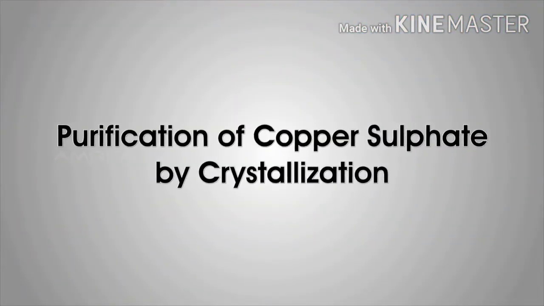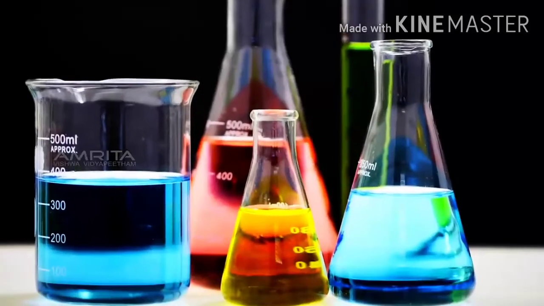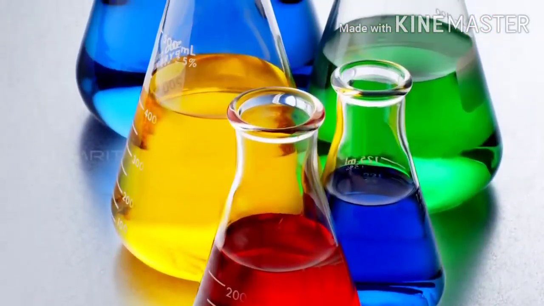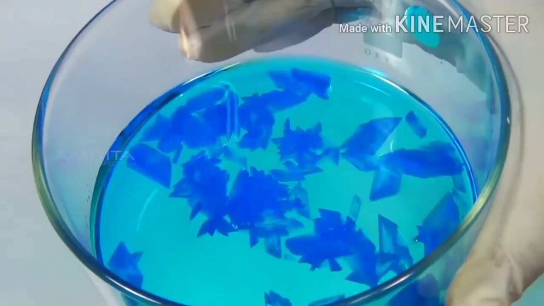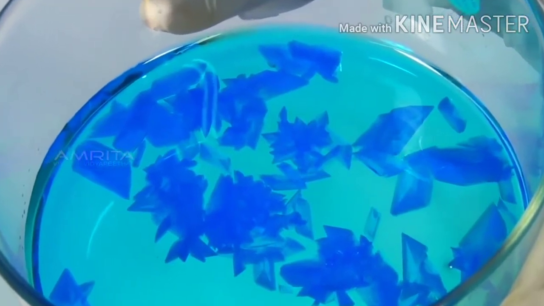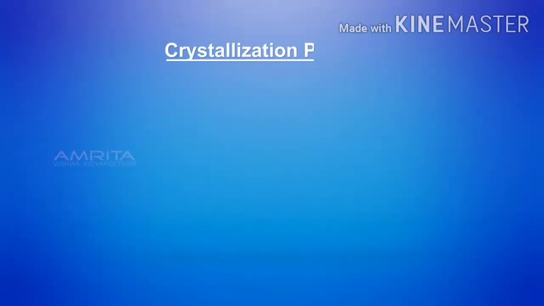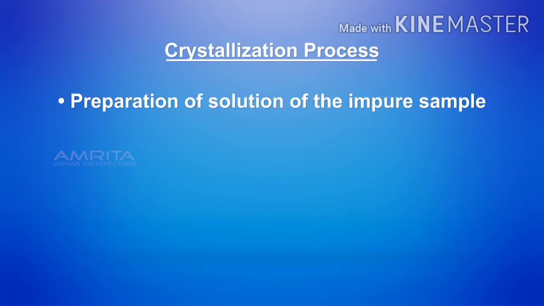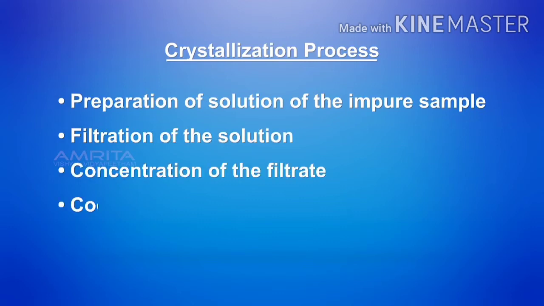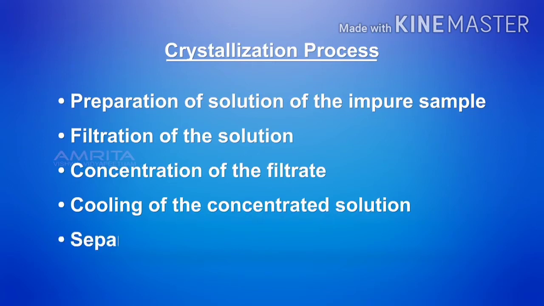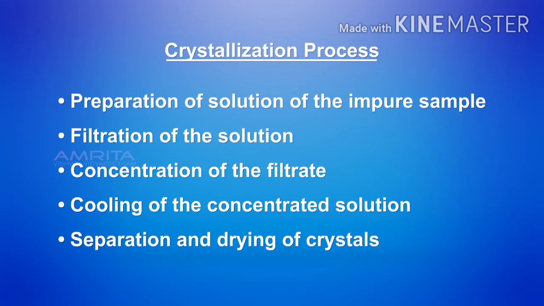Purification of copper sulfate by crystallization. The chemicals used for various purposes should be completely free from any type of impurities. Crystallization is an important purification process in which solid crystals are formed from a uniform solution. The different steps involved in the crystallization process are preparation of solution of the impure sample, filtration of the solution, concentration of the filtrate, cooling of the concentrated solution, separation and drying of crystals.